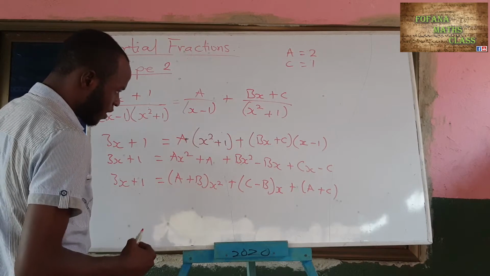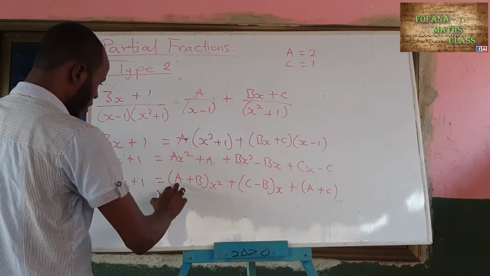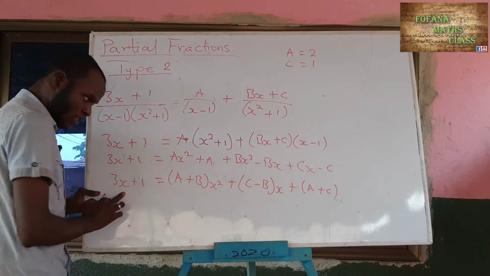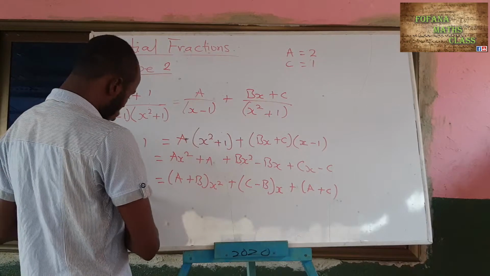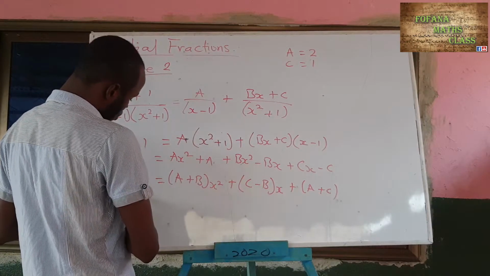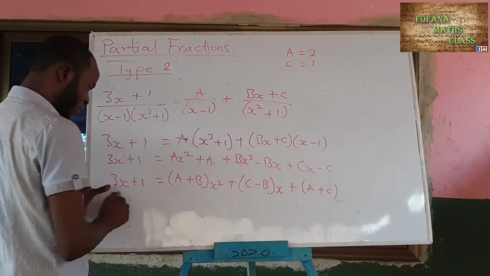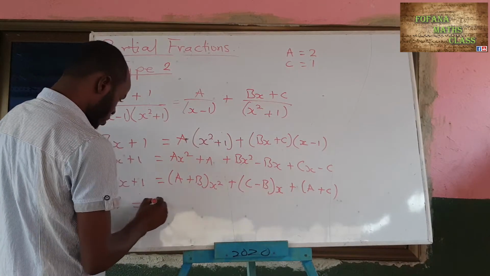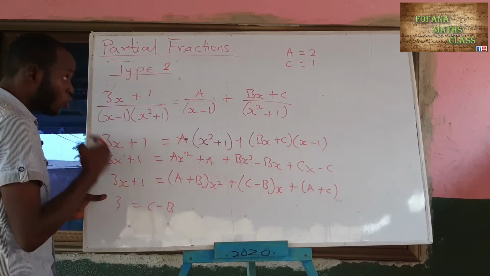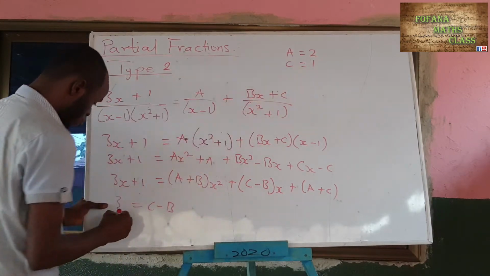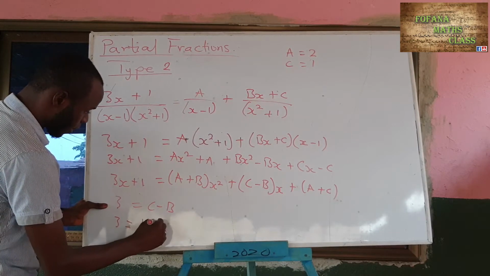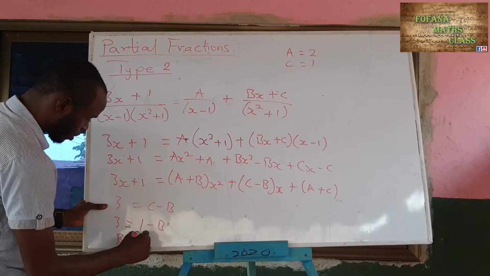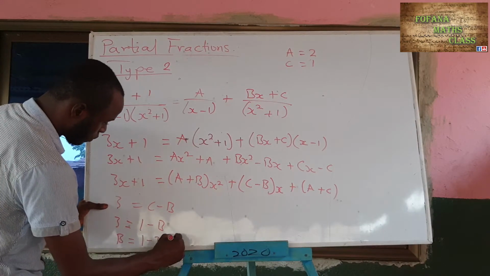Now comparing coefficients, we have x squared here, and then we don't have x squared on the other side. Here we have x here, so you can compare this with this. So you realize that when you compare the x terms, the coefficient of x here is 3, and the coefficient of x here is C minus B. So we know C to be equal to 1. All right, so 3 will be equal to 1 minus B. Here I'll bring B here and then move 3 to this side, so it will be 1 minus 3. So B will give us minus 2.